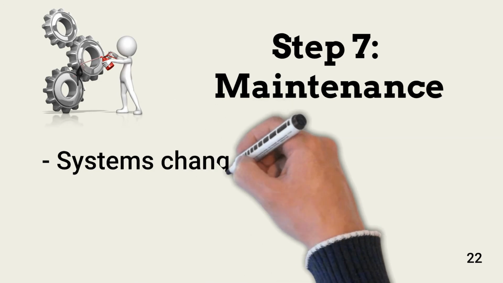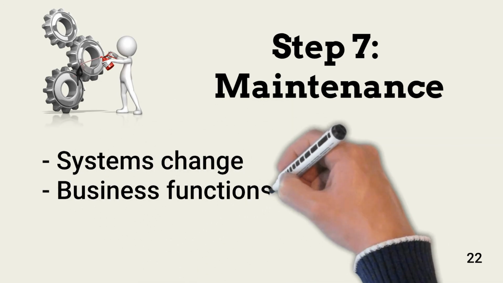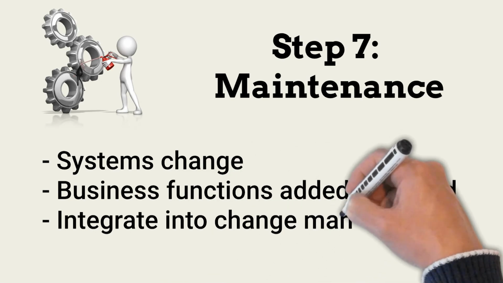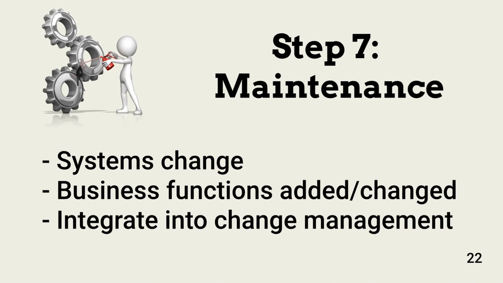Finally, we must maintain the plan. Information processing environments are dynamic. Systems are added or changed. Business functions are modified, discontinued, or changed. All of these changes must be made to the business continuity plan. To achieve this, we must integrate business continuity maintenance as part of the change management process.